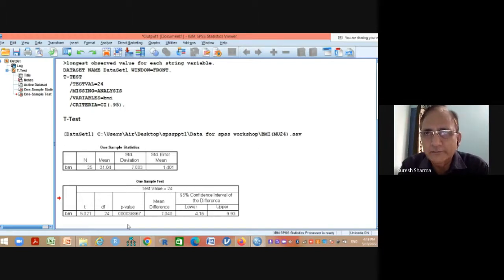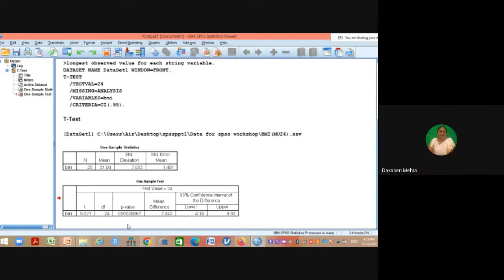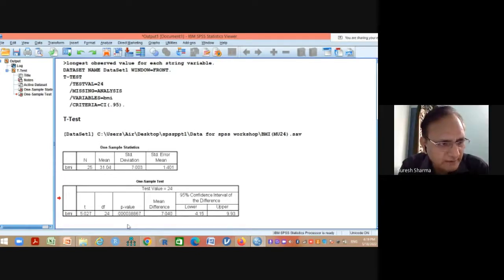Our hypothesis is mu is equal to 24. Alternative: mu not equal to 24. Your P value is coming out to be less than alpha. So will you reject or will you accept? Yes, reject. You are absolutely right. We will reject the hypothesis.